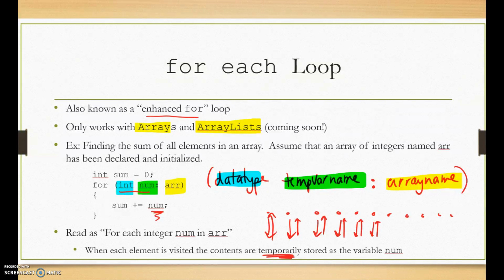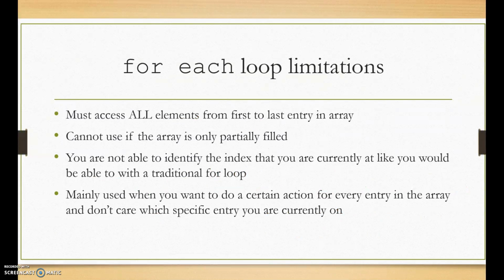So let's talk about our limitations. First of all, a for each loop must access all elements from the first to the last entry. If the array is partially filled, this isn't going to work for you because when you get to those later elements that don't have any data in them, you'll start having unpleasant results. You are also not able to identify the index you're currently on. With a traditional for loop, you can tell the index because of the loop control variable. Here, we don't have an LCV, so we can't access it that way.